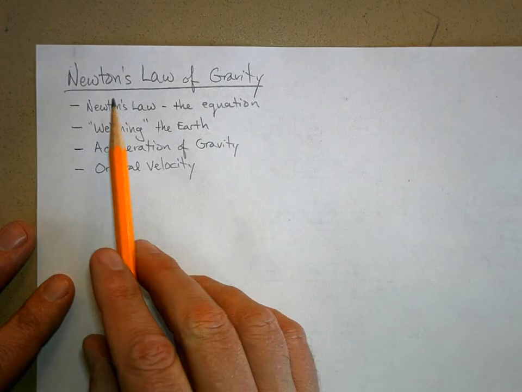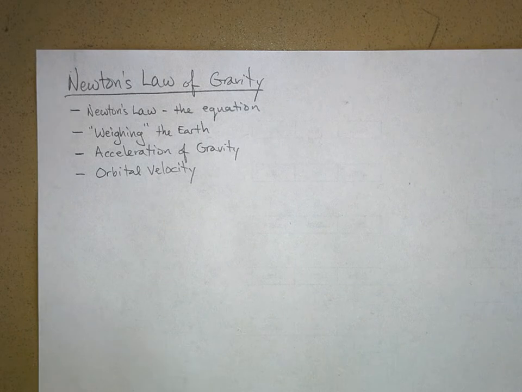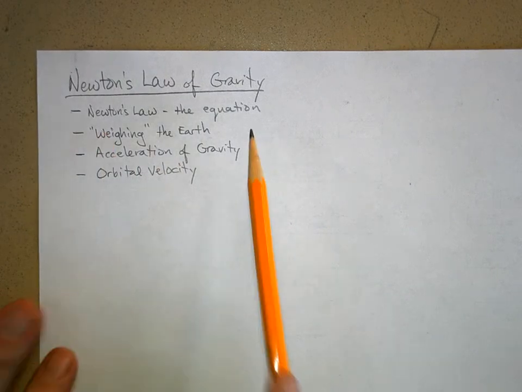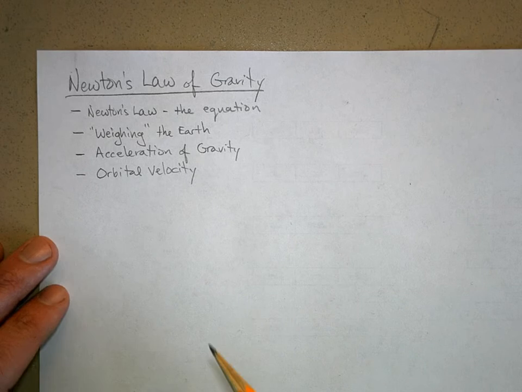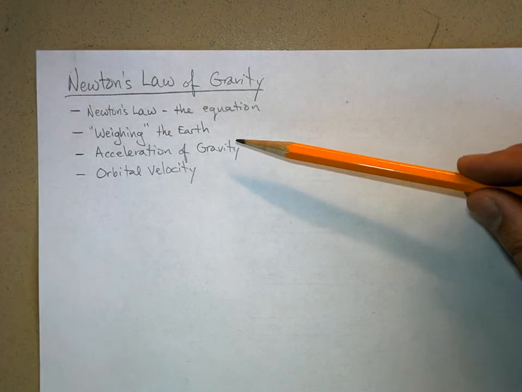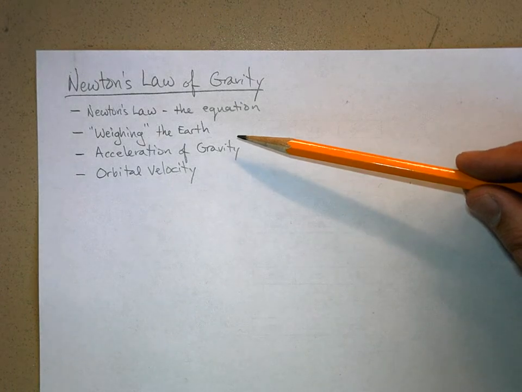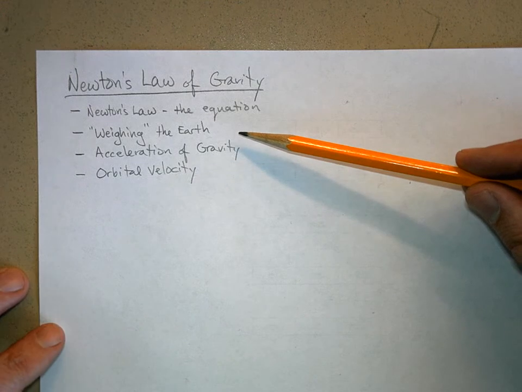Okay, so we're going to talk about Newton's law of gravity. Gravity is described by Newton with an equation, so we'll go over that equation and how to use it. We'll show how that equation allows us to weigh the Earth, and how a British experimental physicist named Cavendish did an amazing experiment, and with that experiment he actually weighed the Earth.